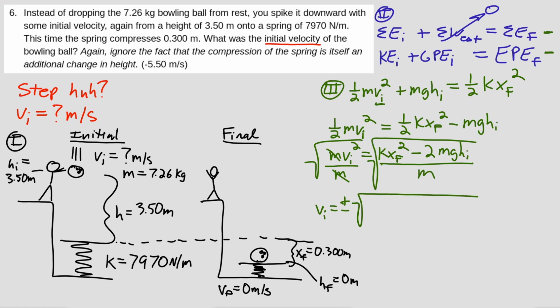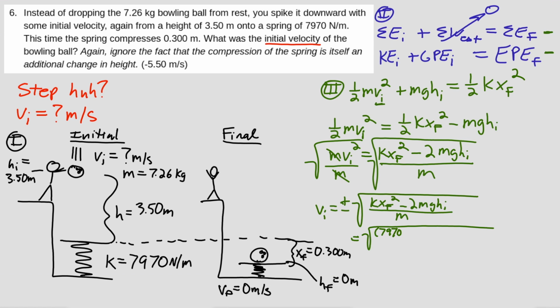And when I'm finally done with that, what that's going to give me is V initial is, really it should be plus or minus the square root of k x final squared minus 2 mgh initial, and all of this gets divided by m. And be careful. In some of these problems, we're dividing by m. It seems like, oh, maybe the m cancels everywhere. It doesn't, because that first term under the square root, the k x final squared, that doesn't have an m, so we can't just get rid of the m. So you've got to keep that and actually plug in the numbers for that.